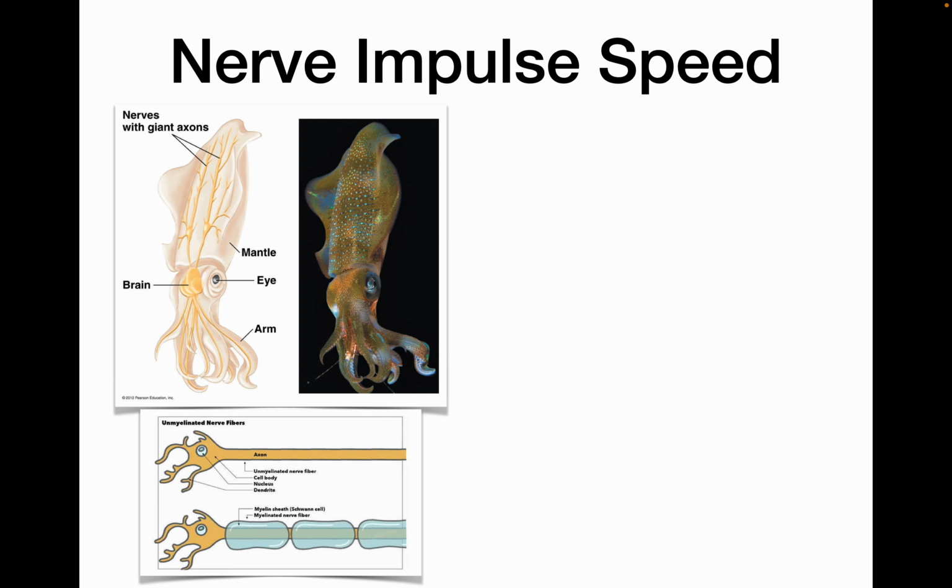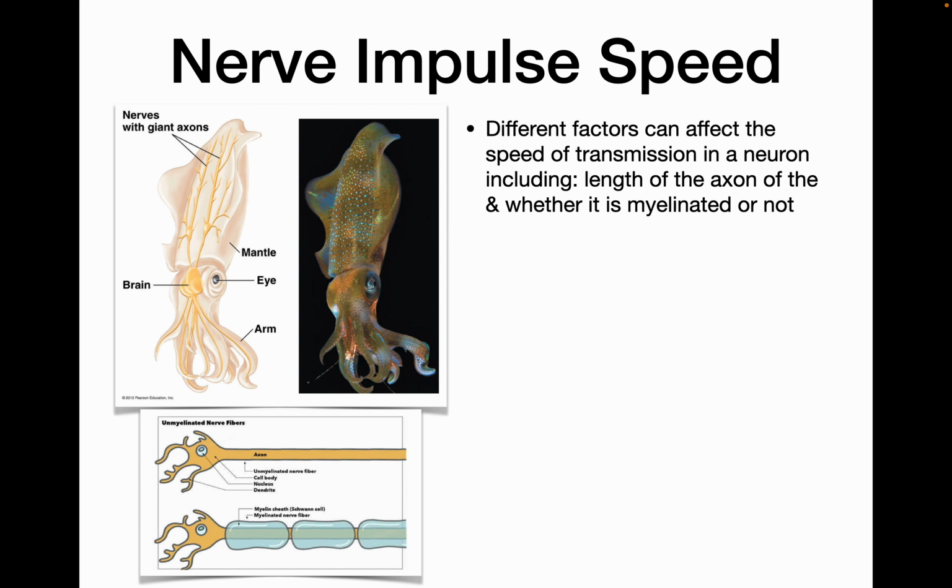Okay, let's talk about things that can affect the speed of a nerve impulse. Different factors affect the speed of transmission: the length of the axon and whether it is myelinated or not. There are 2 main factors we're talking about today. Here we have a myelinated axon and here we have an unmyelinated axon. They both work in the same way. This one is just way faster.